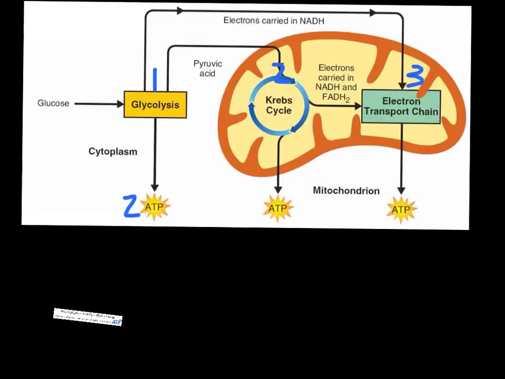As far as the process of the Krebs cycle goes, this accepts the pyruvic acid from glycolysis. Its products are NADH, which is actually one of the same products that was made during glycolysis, and this thing called FADH2, which we've never talked about before. FADH2 is similar to NADH in the fact that it's an energy carrier. It just has a different structure.